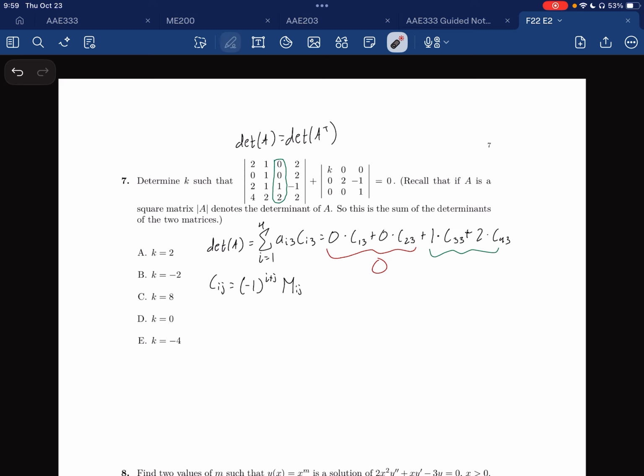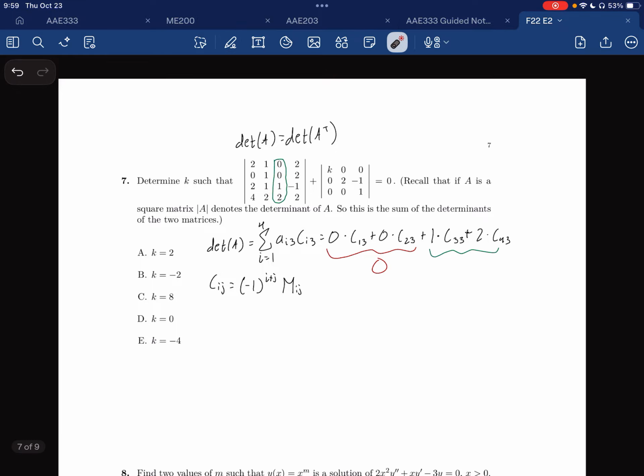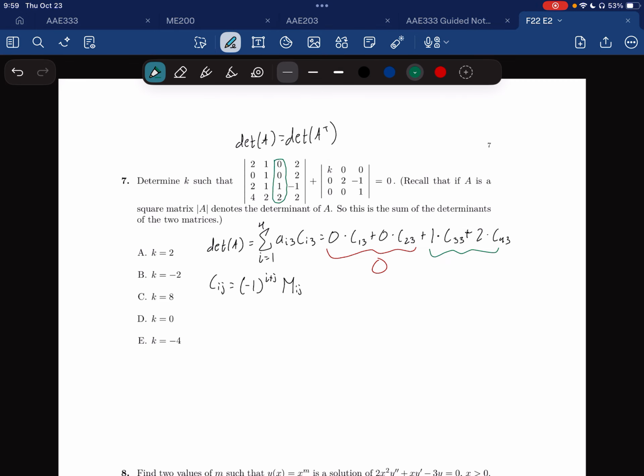So when we look at 1 right here, it's in the third row, third column. So (-1)^(3+3) is (-1)^6, which is just even. But I will again just work this out. 1 times (-1)^(3+3) times... what is this matrix?